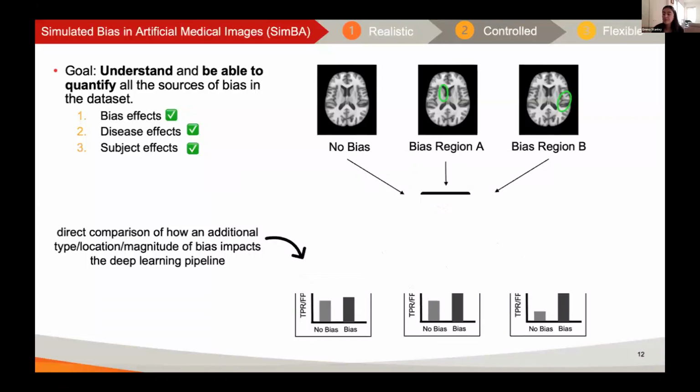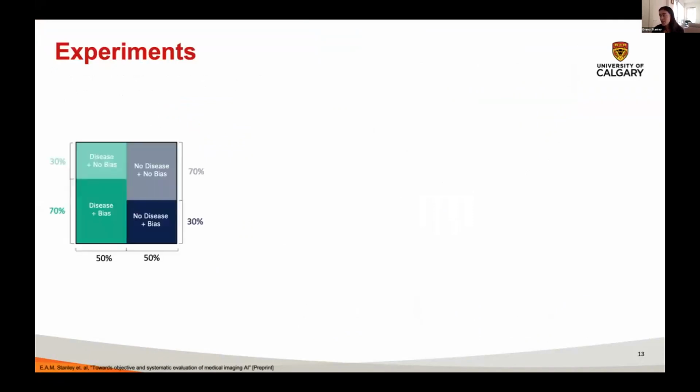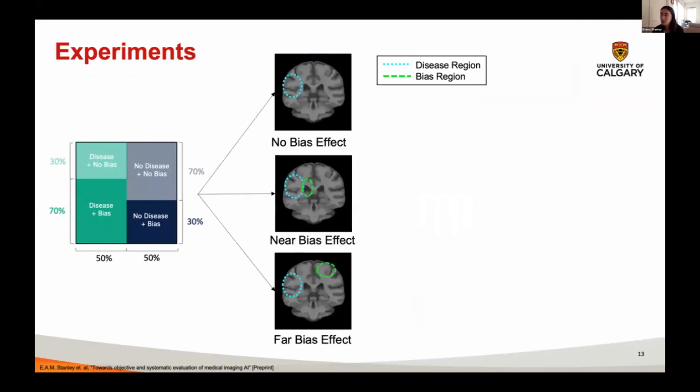So just to give an example of this, we defined a data set composition where we have a greater proportion of the disease class containing images with the bias effect compared to the non-disease class. So we would then expect this model to maybe use the bias effect as a shortcut for predicting the disease class and then result in performance disparities between the bias and non-bias groups. So we generated 3 counterfactual data sets where we want to study if the proximity between the disease and bias region affects performance of the CNN, which initially has spatially localized receptive fields.